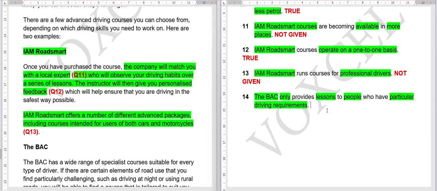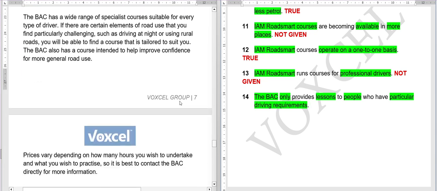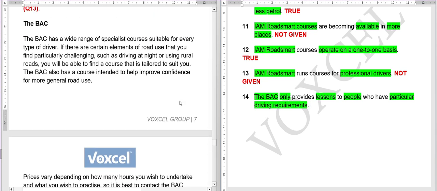And if this company provides lessons to only these kind of people, the answer will be true. But if the company provides lessons to all people without any particular requirement, the answer will be false. And if we don't know what the condition is for that particular enrollment, we will say the answer is not given. So let's read the BAC.